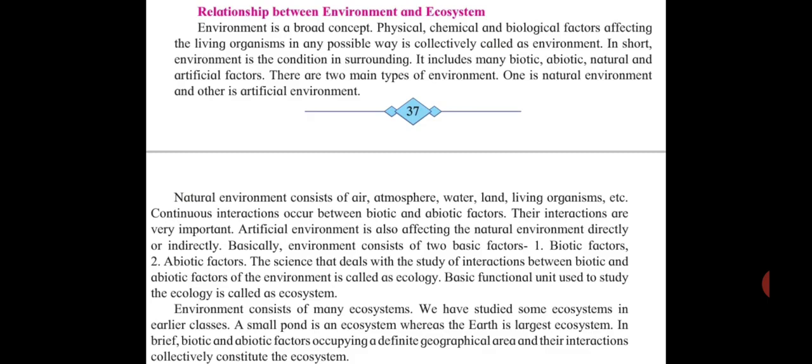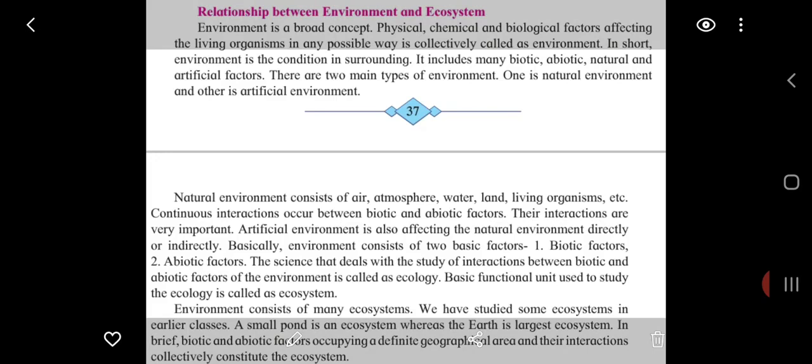In brief, biotic and abiotic factors occupying a definite geographical area and their interactions collectively constitute the ecosystem. So in this part, what we have understood is that our environment is a bigger part, and an ecosystem is a part of it. So earth is said to be the largest ecosystem. If you try to understand the ecology of our earth, you have to consider earth as one biggest ecosystem, and biotic and abiotic are the factors or the components of our ecosystem. So I hope you have understood in this part what is ecosystem.